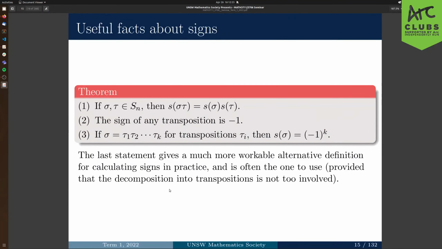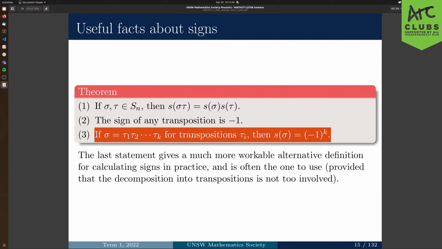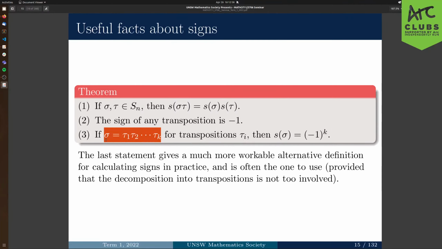But I guess there's another way that you can think about the sign. Two facts that go into this are that the sign is multiplicative, in that the sign of a product or composition is just going to be the product of the signs. The sign of any transposition is going to be -1. And you can write any permutation as a product of transpositions. So using this, you can essentially say that the sign is -1 to however many transpositions go into its decomposition. So this is probably the one that you want to work with, provided that you can write sigma in this transposition product quite easily.